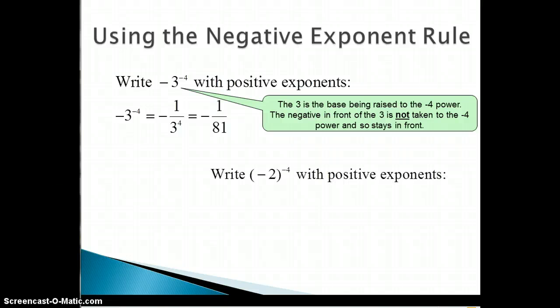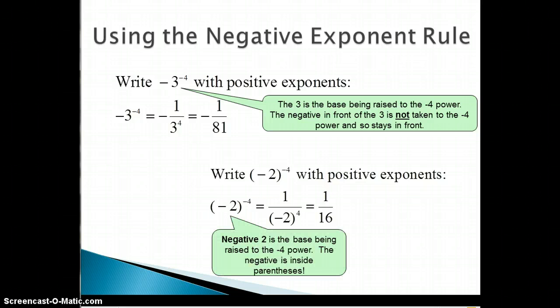Here's an example where the negative sign is inside parentheses, so it's being included in the power. So it's a base of negative 2 being raised to the negative 4th power. So the base of negative 2 gets moved to the denominator, and the exponent changes from negative to positive 4. And we put a 1 in the numerator. And then we can simplify that, since negative 2 being raised to the 4th power means negative 2 multiplied times itself 4 times, and that's equal to positive 16. So our final answer is positive 1/16.